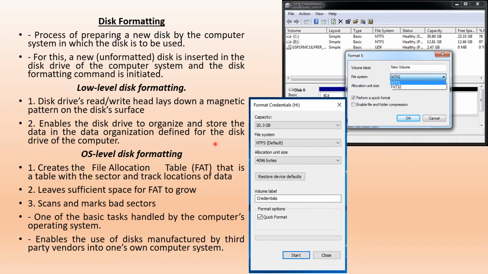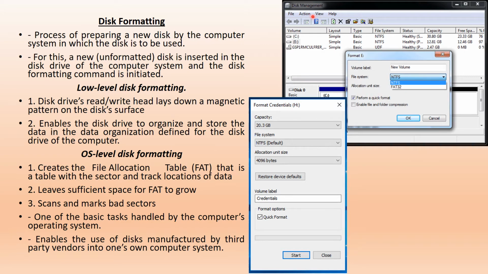Number two, leave sufficient space for FAT to grow. Number three, scan and mark bad sectors, one of the basic tasks handled by the computer's operating system. So this is what it means, section number 3 that says scan and mark bad sectors. It enables the use of disks manufactured by third-party vendors in one's computer system. So this is what it means. The OS operating system level disk formatting, and the low level disk formatting.